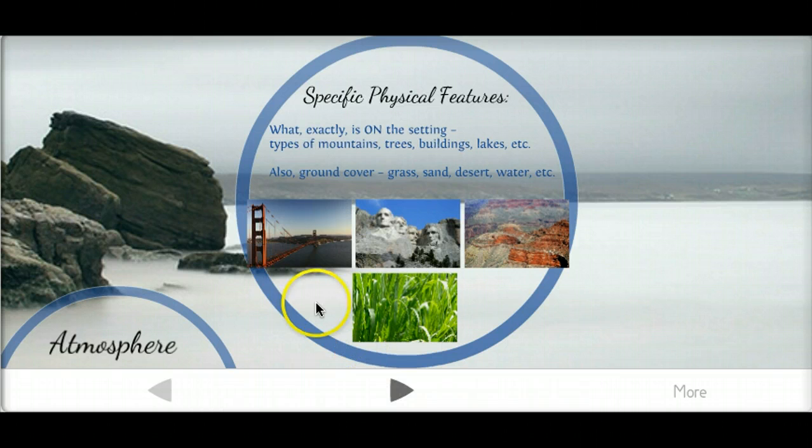So for example, I have a couple pictures here for you. If someone was to place the Golden Gate Bridge in their setting, then we would know that the story was taking place in San Francisco. Also, if they discuss there were 4 men that were chiseled into the side of a mountaintop, we would know that they were talking about Mount Rushmore. Or we also have the Grand Canyon here. If they were to talk about somewhere in the desert in Arizona where there were these huge, large canyons, we would know they would be talking about the Grand Canyon.